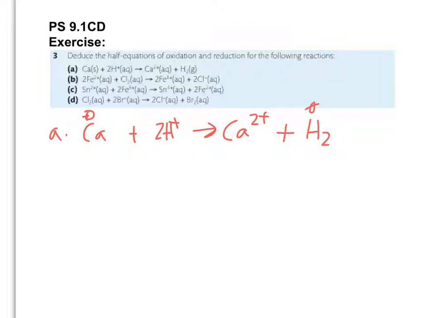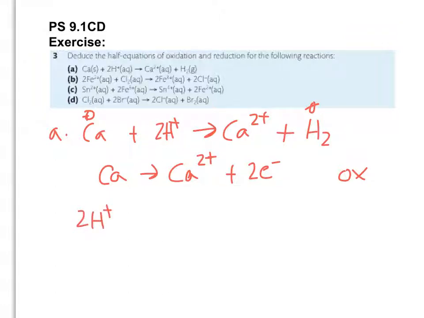So my one half equation is Ca becomes Ca2+. And then to finish the half equation, I have to add the electrons to the more positive side to balance those charges. So Ca2+ plus two electrons. And if you care, this is the oxidation part because it's losing those two electrons. The 2H+ is going to become H2 with no charge on it. So now I add the two electrons to the left side or the more positive side, and this is my reduction half equation.